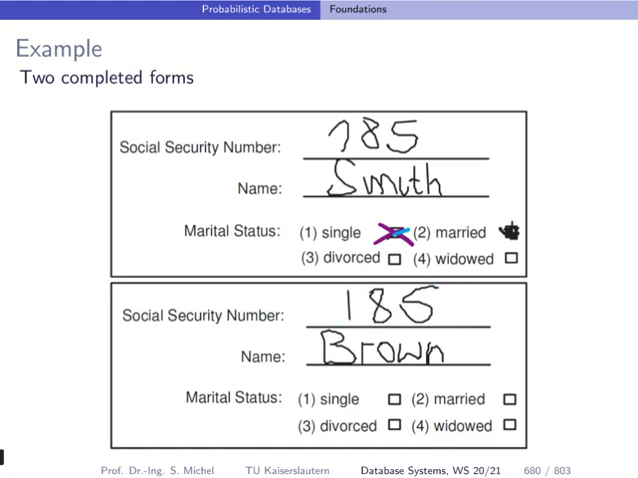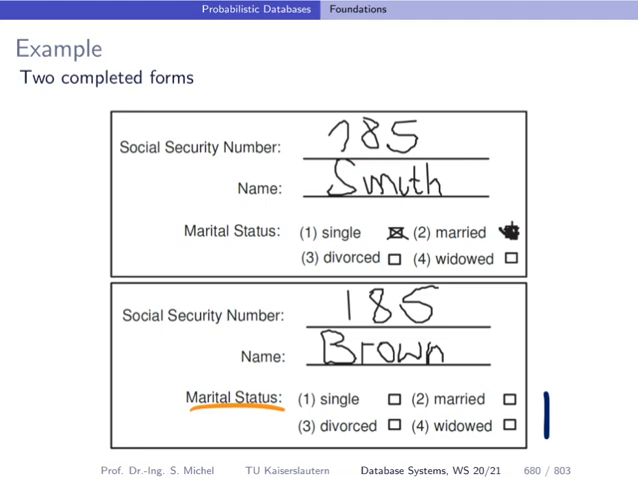So it's not really clear what information we see, and particularly here for the marital status, we see there's no mark at all. So perhaps they weren't sure what to mark, or they forgot what to mark. However, this should be filled, right? So we have to assume something. And this is also what probabilistic databases do.